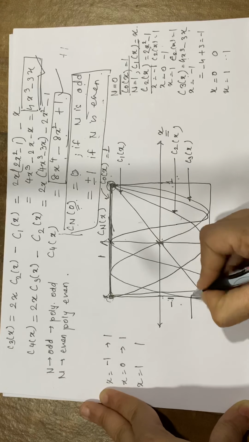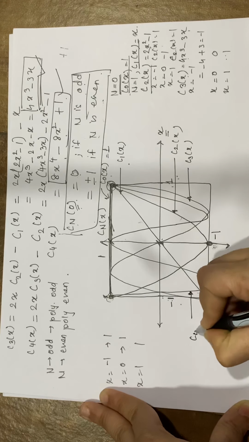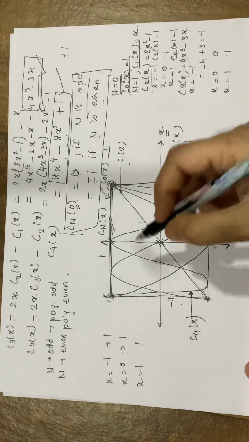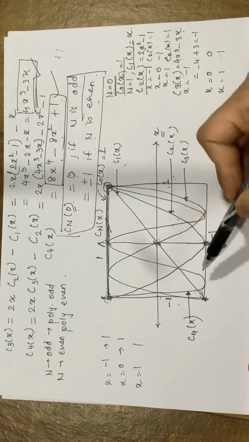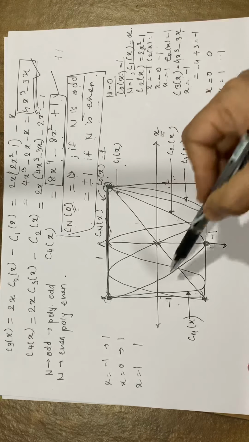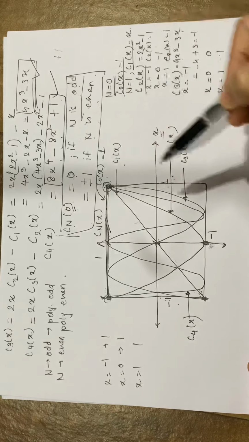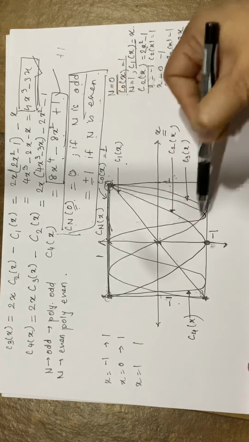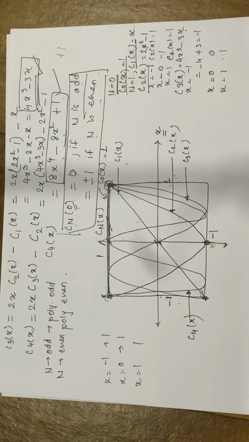Okay, so this is for C4 of x. So you see, if you go on, this was your C0 of x, this was your C1 of x, this is your C2 of x, this is your C3 of x, and this W that you can see is nothing but C4 of x.